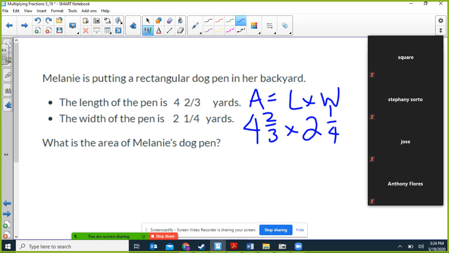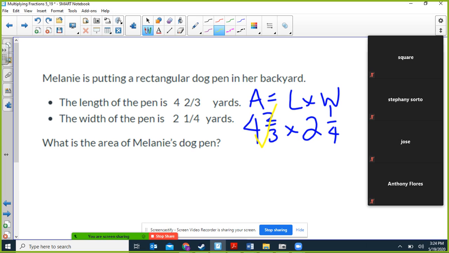What do I do with these mixed numbers? Who wants to tell me? Hello, hello. What do I do with them? Can't leave them like that. There you go. Thank you, thank you. I believe that was Atalia.